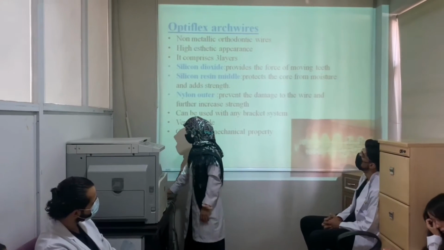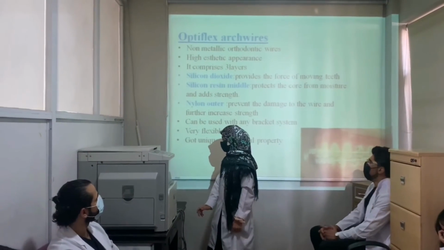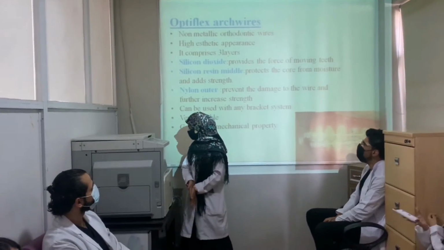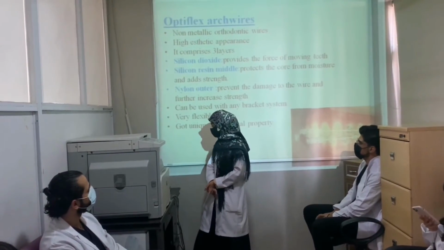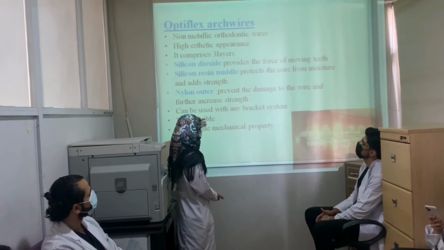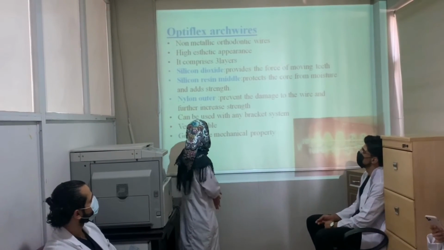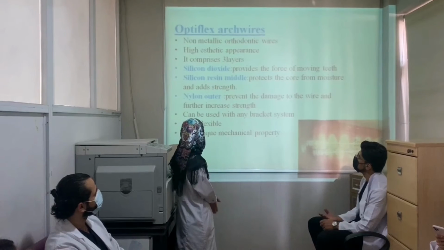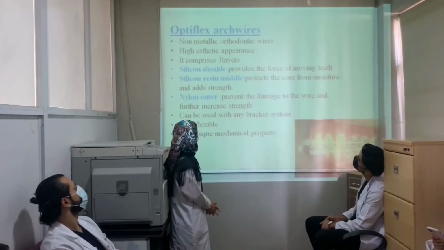And we have so many new materials. They are more aesthetic, but they are high cost. That's why they are not commonly used. We say that stainless steel is the most commonly used, but there are new, modern materials, for example Optiflex arch wires. They are non-metallic orthodontic wires.